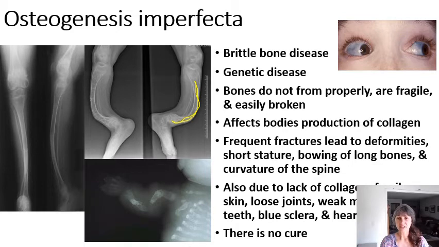It can also affect the curvature of the spine, and due to the lack of collagen forming properly, it can affect the skin, it can cause the joints to be loose, muscles are going to be very weak, teeth tend to be very brittle, the sclera, the white of the eye, will turn blue, as you can see in the top upper right picture on this screen, and it can also affect hearing. There is no cure for osteogenesis imperfecta.